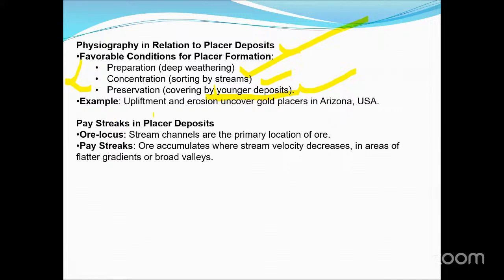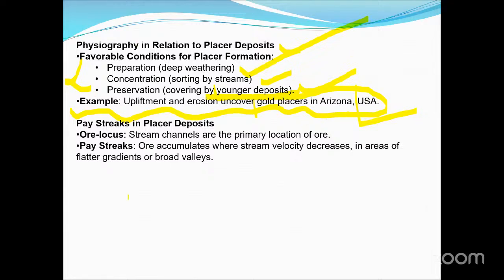Example: uplift and erosion uncovered gold placers in Arizona, USA. If you are able to remember these words, you can write the entire process of placer deposits. Here we have discussed how placer deposits form: preparation, concentration, and preservation. The example is uplift and erosion uncovering gold placers in Arizona, USA.